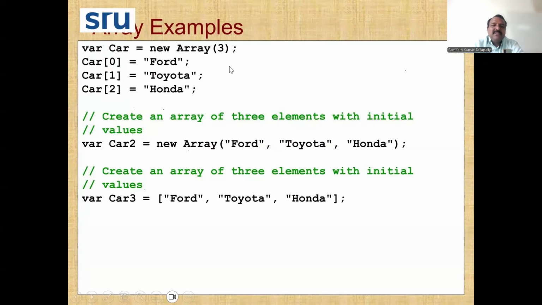Now we are going to have a very simple example. Suppose I'm having an array, and the size of that array is equal to 3. It means I can store 3 elements. In the first, I stored the first company, second company, third company.